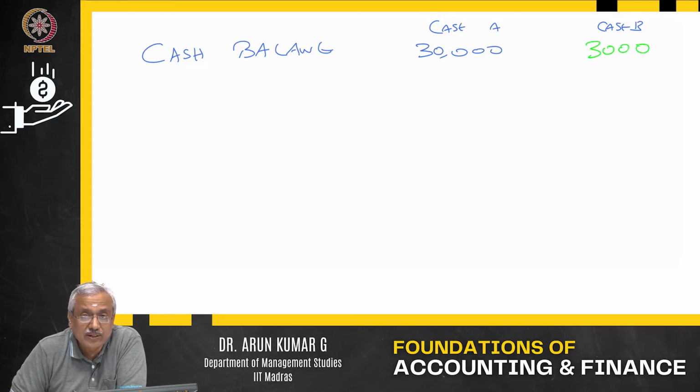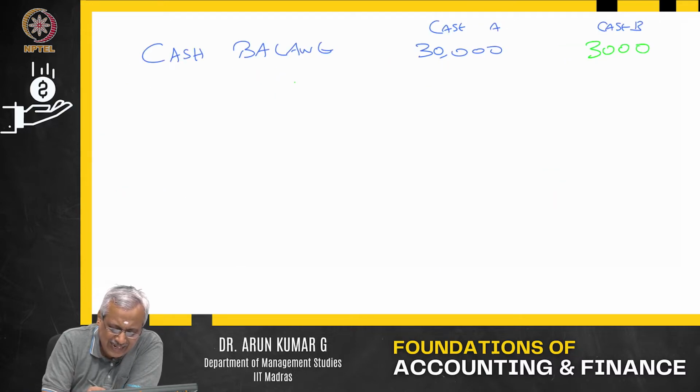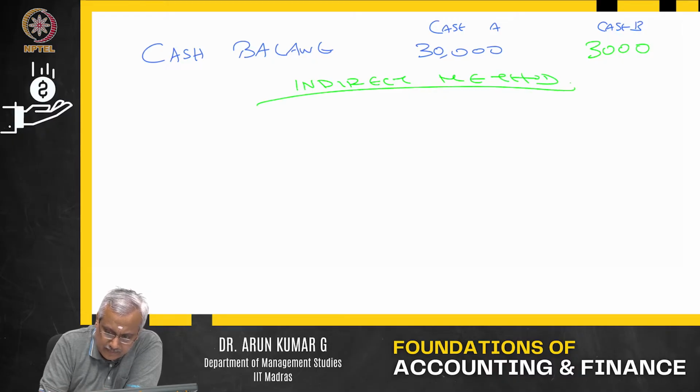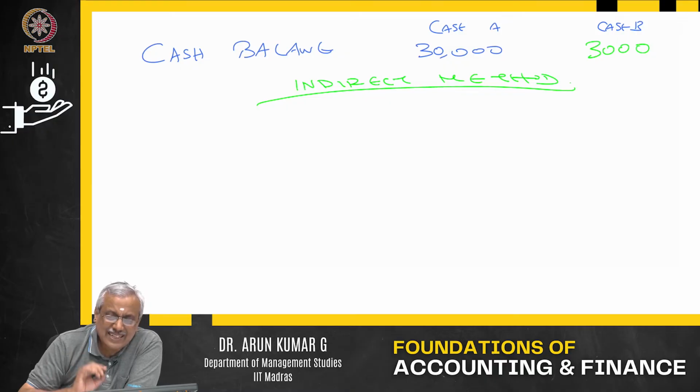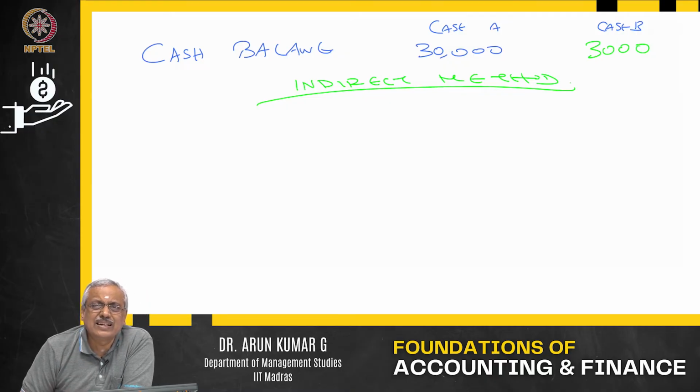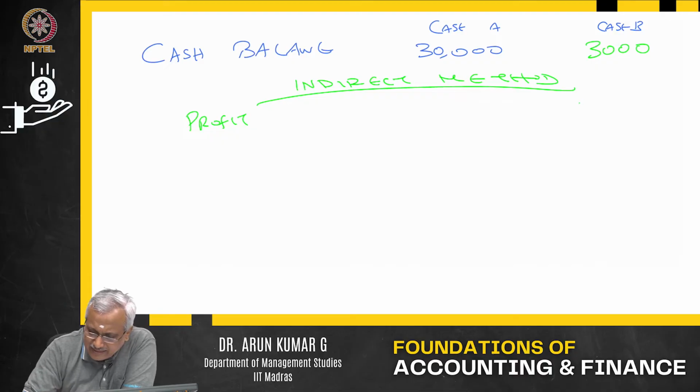With you on this? Now, can I derive it the other way around? Can I derive it from the profit? Yes, I can derive it from the profit. Now, let us look at the indirect method. For case A there is no indirect method required, right? Everything we know very clearly. Case B, let us look at the indirect method. What is the profit? Profit is 30,000.